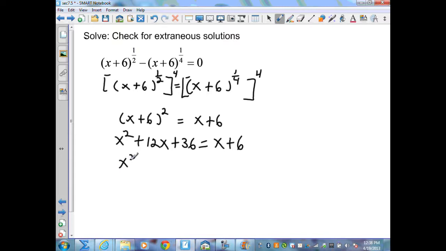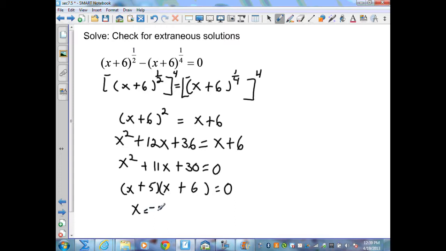That's going to give me x squared plus 11x plus 30 equals 0. Now I need to factor, and when I do, that's going to give me x, and I'm going to break that into 5 and 6, and 5 times 6 is 30, but 5 plus 6 is 11. It's going to be plus and plus, and when I set each to 0 and solve, that gives me x equals negative 5, and x equals negative 6.